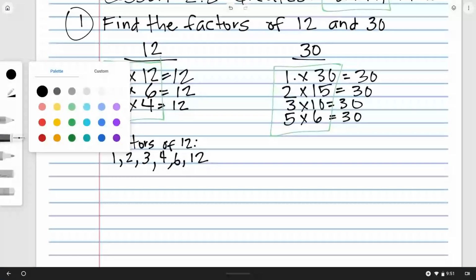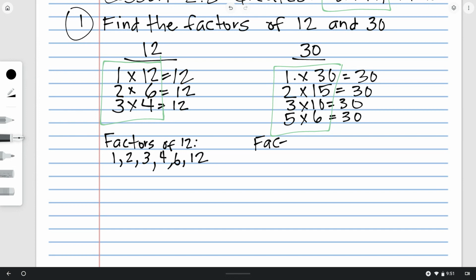And then I need to list the factors, just like we have normally been doing. So factors of 30. I'm going to go down my list in number order. 1, 2, 3, 5, 6. Oh, there's a lot. 10, 15, and 30. There are a lot.